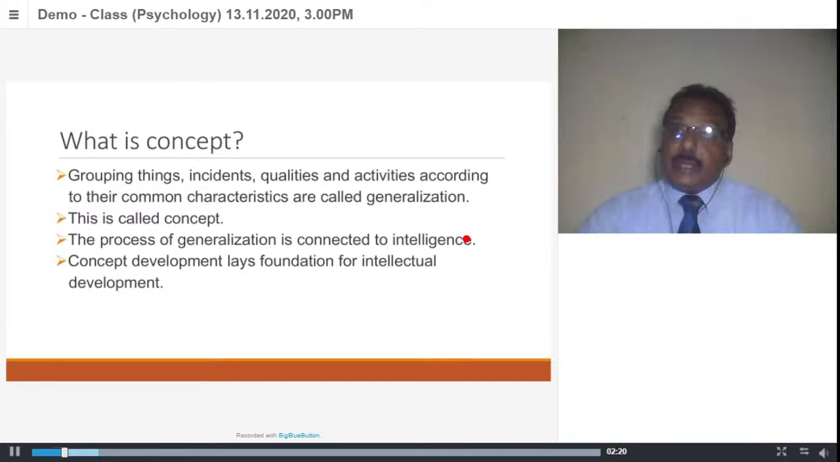So that depends on their intelligence. And concept development lays the foundation for intellectual development. So from this we can understand that concept formation depends on intelligence, as well as intellectual development depends on the number of concepts one has. So both are helping each other. If the child has more intellectual abilities, then they can form more and more concepts within a shorter period.